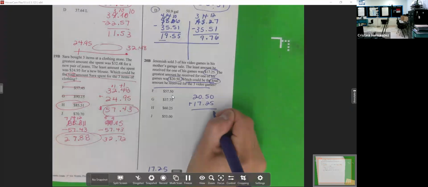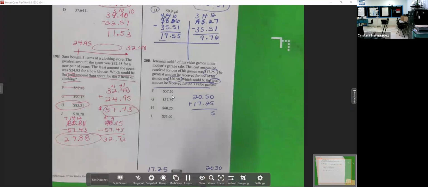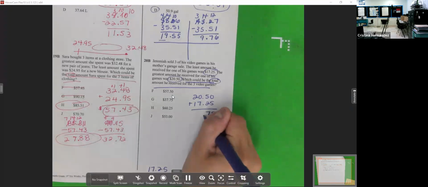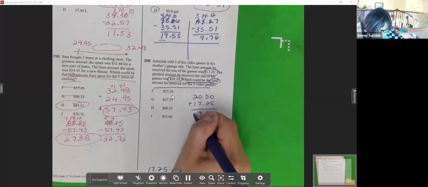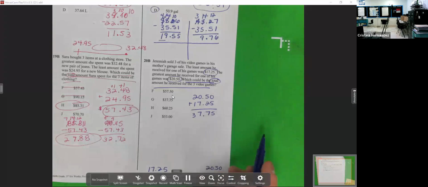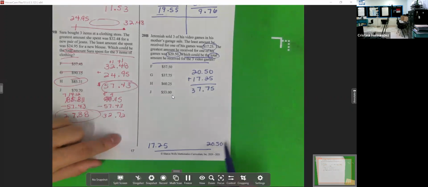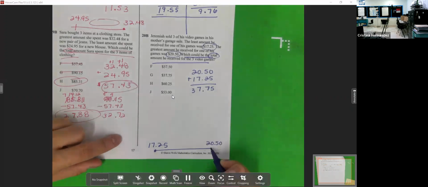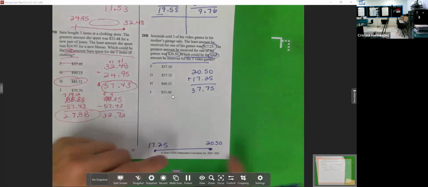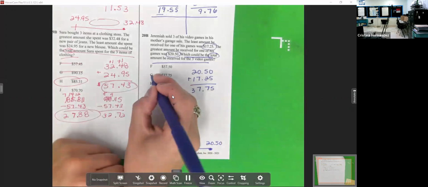So 0 plus 5 is 5. 5 plus 2 is 7. 0 plus 7 is 7. 2 plus 1 is 3. And that gives us our answer? No. Is 37.75 between these two numbers? It is not. So remember, our answer choice has to be between these two numbers, so we can get rid of G.